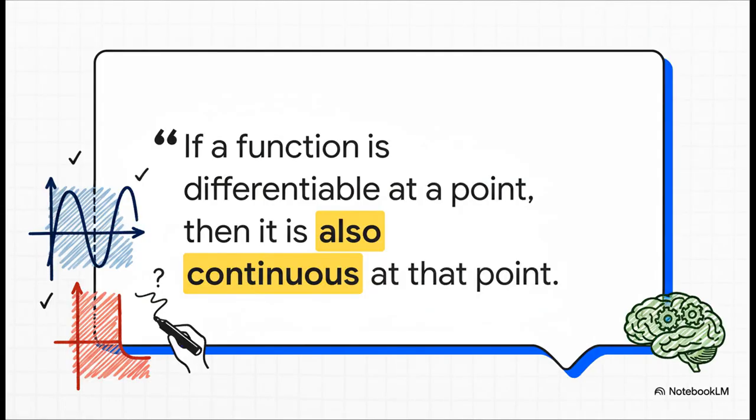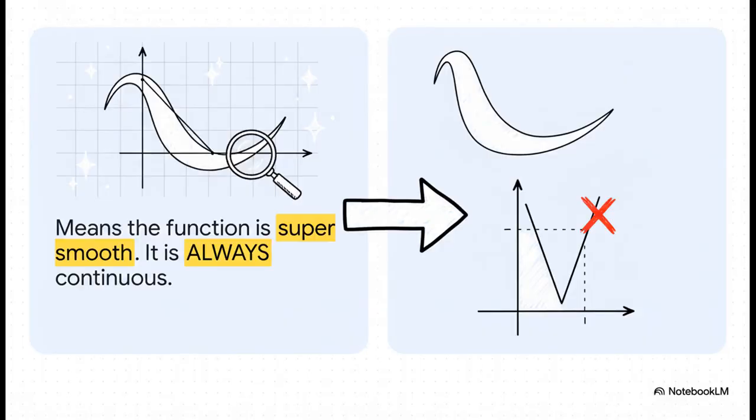Now here is the most important link between these two ideas. This theorem basically says that differentiability is a much stronger condition. If a function is smooth, it must also be connected. So if a function is differentiable, it is 100% guaranteed to also be continuous. This little table makes it crystal clear. Differentiable means the graph is super smooth, which means, of course, it has to be continuous. But a continuous function is not always differentiable.